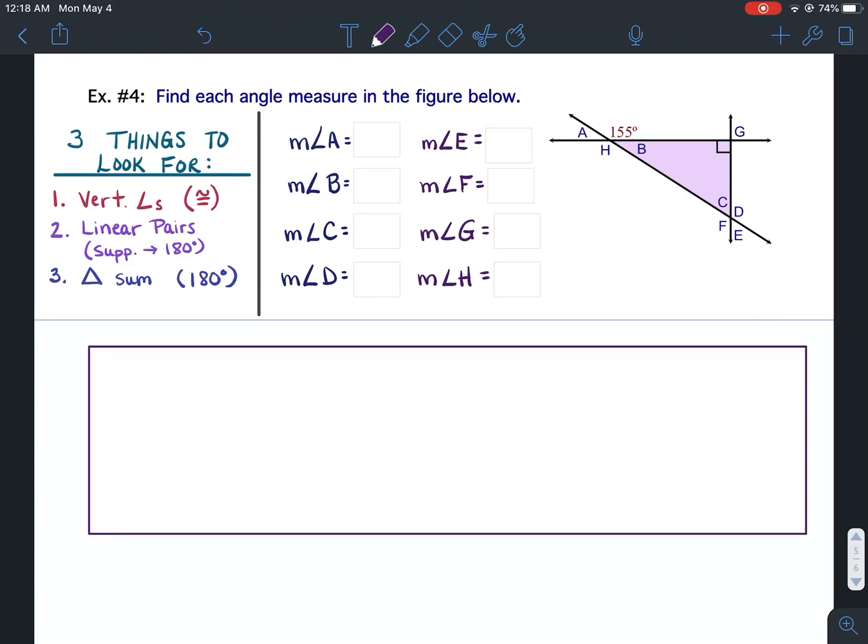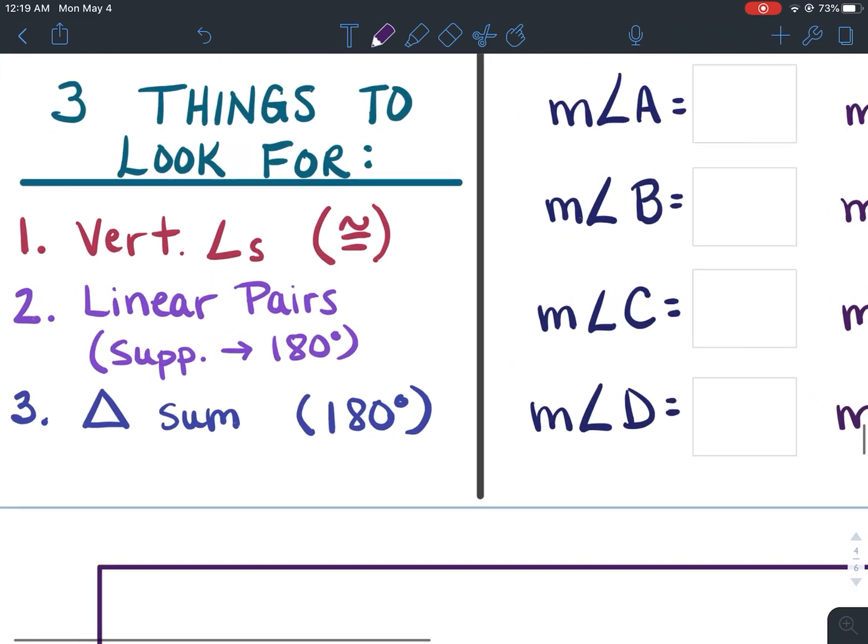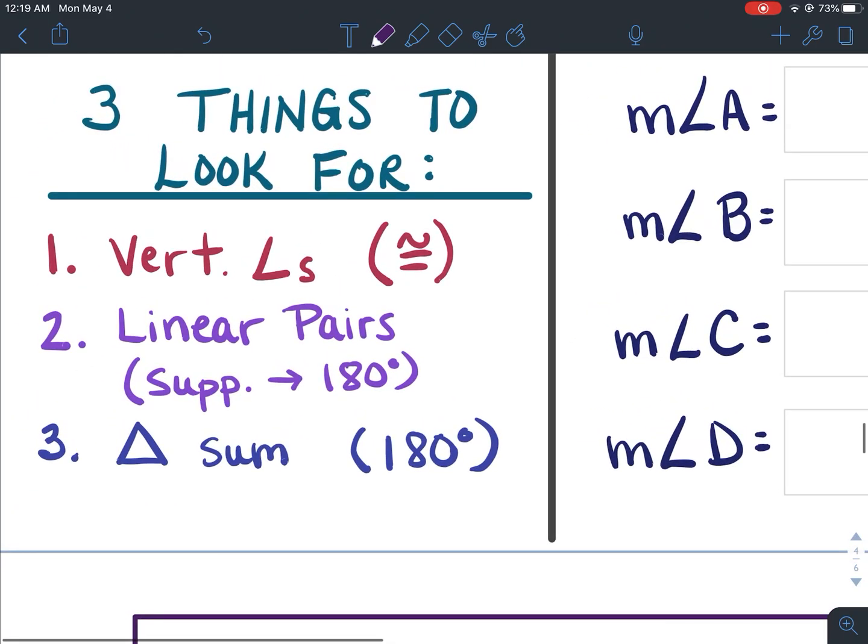Well, before we do anything, first thing I'd like you to do is go ahead and shade in the middle there, like I have it shaded in purple. And then I would like you to write down the 3 things that we are looking for. So shade in your triangle and then write down the 3 things we're looking for. Go ahead, pause your video to do so.